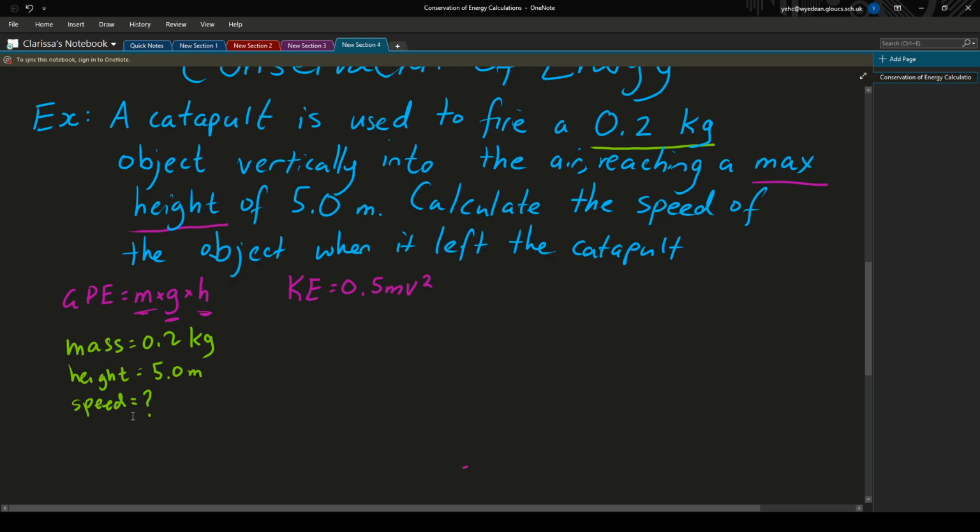There's another piece of information though that the question did not say that I also just need to know. Gravitational field strength on Earth is 9.8.